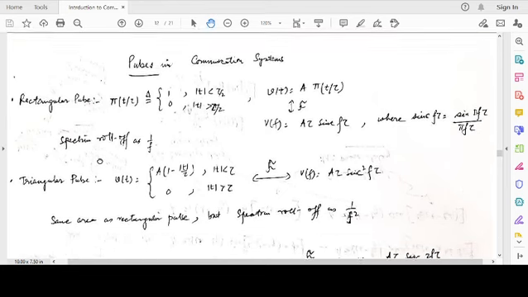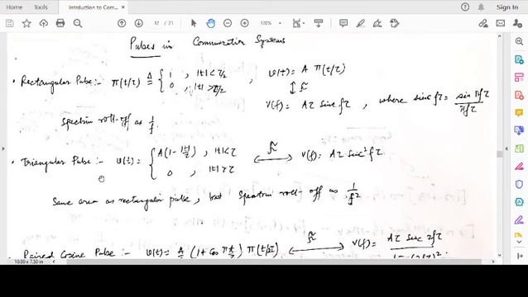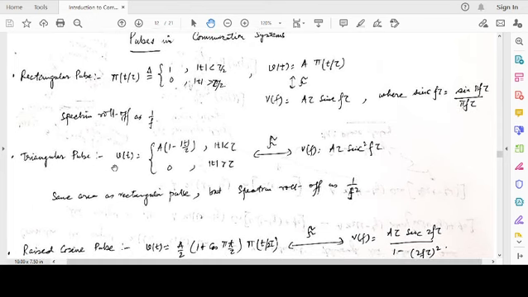The next modification of a pulse is the triangular pulse. You convolve two rectangular pulses and you obtain a triangle. It can be defined over minus tau to tau, reaches a peak at t equal to 0, and is 1 minus mod t by tau for mod t less than tau.